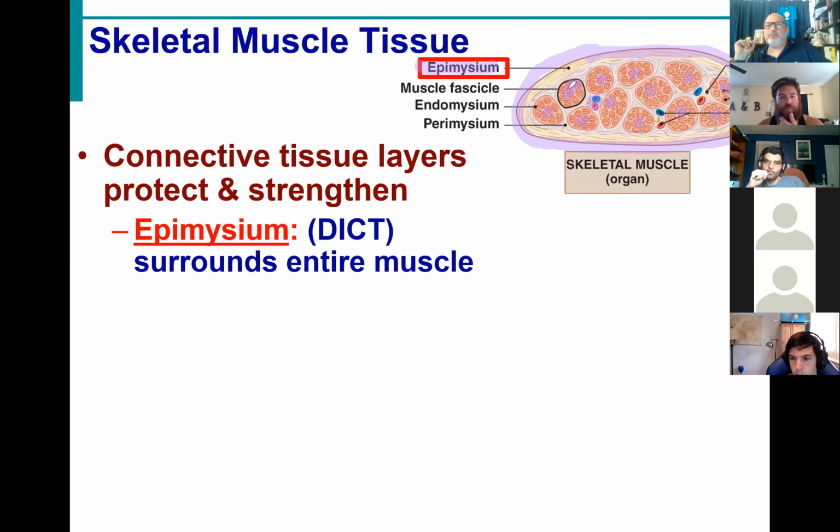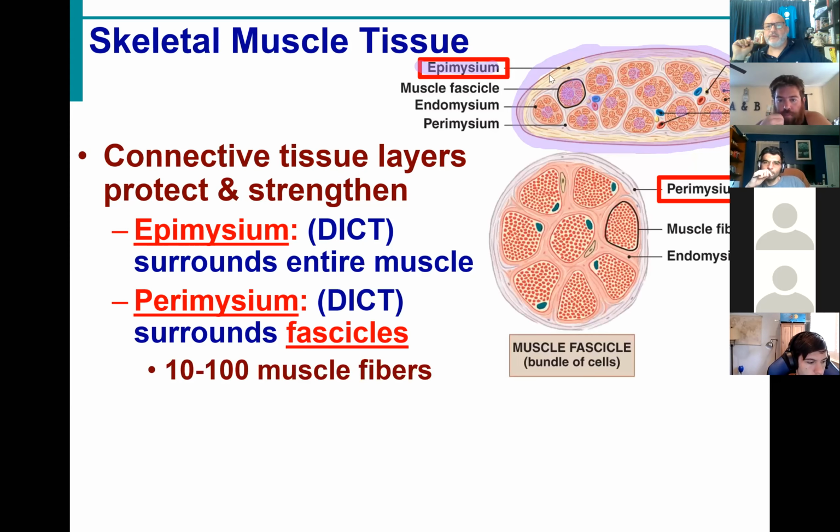But notice we can pull one of these fascicles out because it has a lot of organization to it. If we pull one of these fascicles out, we see that that fascicle is formed by a dense irregular connective tissue that bundles individual muscle cells. And in this case, 8 muscle cells happen to be inside of this fascicle.